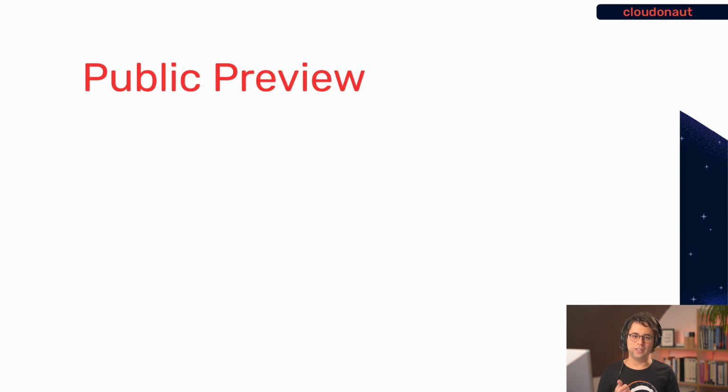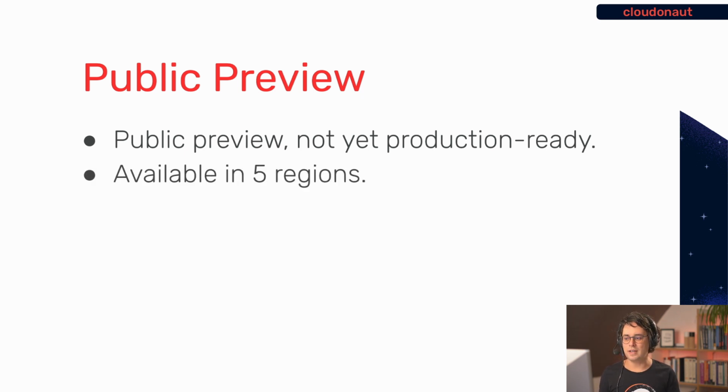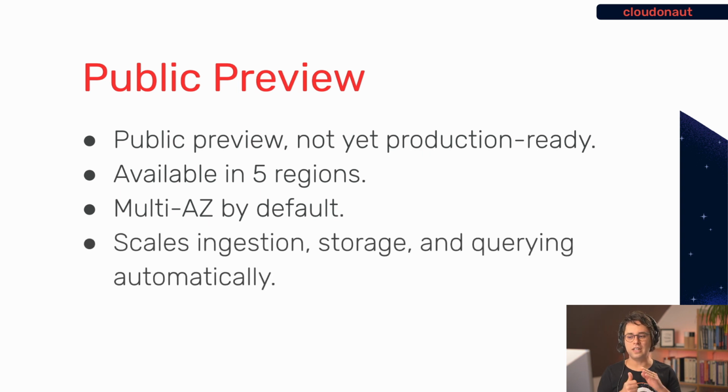So first of all, again, I mentioned that AMP is still in public preview. What does that mean? It means it is available, but not yet production ready. So it's there for you to test if it will fulfill your requirements in the future. It's available in 5 regions. It is multi-AZ by default, so distributed among multiple availability zones. It scales ingestion, storage, and querying automatically. So from that perspective, it's really a serverless offering. You don't need to provision any CPU, memory, or storage capacities. That works out of the box.